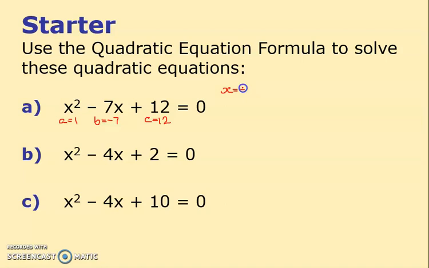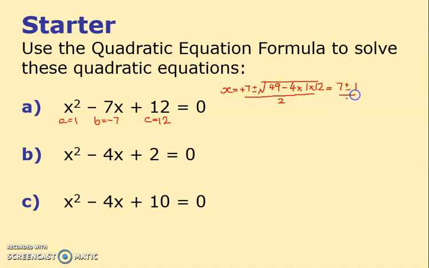What's that? Minus -7, so that's +7, plus or minus the square root of b squared. That's 49 when I square -7. Minus 4 times a times 12, all divided by 2a, which is 2. So by my reckoning it's 7 plus or minus, now I've got to do the square root of this. 4 times 1 times 12 is 48. So 49 minus 48 is 1, which when I square root it, and that's the important thing, I've got to square root it. Don't forget to do that.